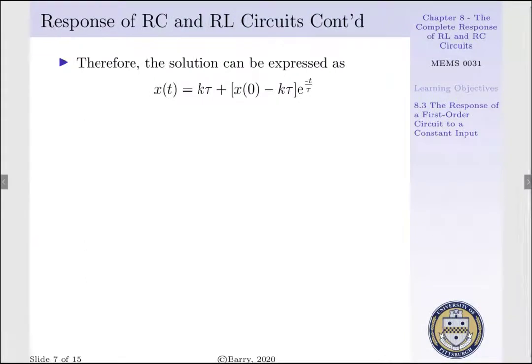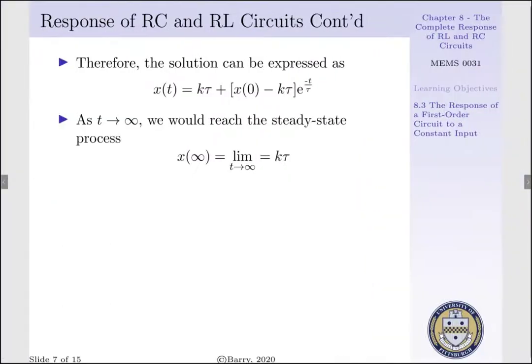Now, we can express our solution as follows. x of t is equal to K times tau, our forced response, plus x naught minus K tau, e to minus t per tau, our natural response. As time tends to infinity, we should reach a steady state process. That is, as we have e to minus t per tau with t tending to infinity, this value will tend to 0, and x of infinity is going to be equal to K tau.